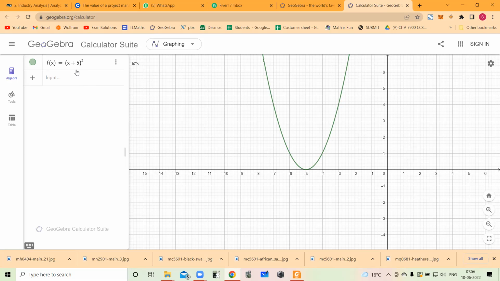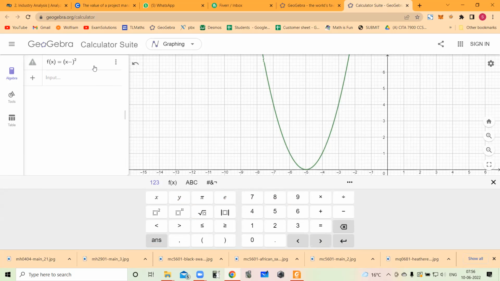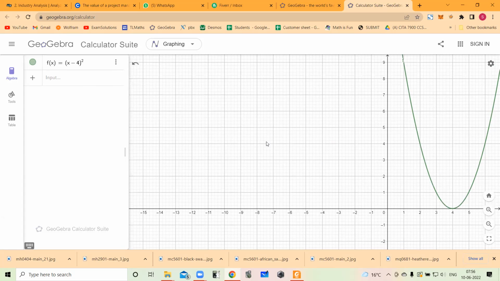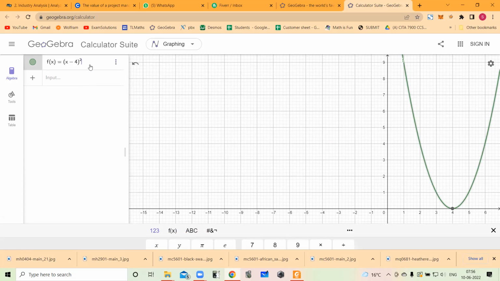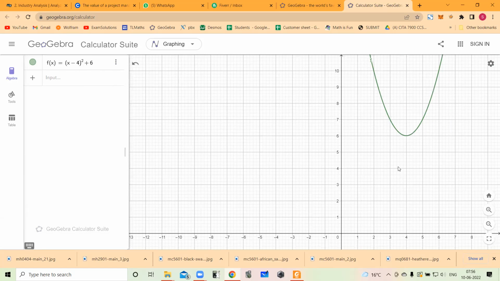Okay. Now, if you want to shift it 4 units to the right, x minus 4. Exactly. So 4 units to the right. Correct. Now, if I want to shift this parabola up 6 units, what will I be doing? Oh, add 6. Okay. So it has shifted 6 units up and 4 units to the right. Correct? Now see the vertex. What is the vertex? 4, 6. Right. See, 4, 6 is here.